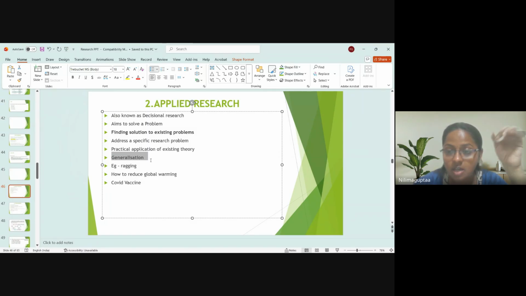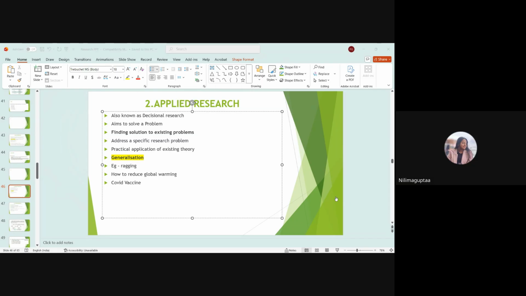Generalization is always there in this. Applied research has generalization. Now applied research will also have a category that will not have generalization. That is why I'm telling you to pay attention: applied research has generalization, but it has a category which will not have generalization. For example, ragging is a universal problem in every college all over India. Ragging is a universal problem in USA, in UK, or any country that you go. So we will find a solution, a protocol or something. And when we find a protocol or some solution, that solution will be applicable everywhere. That we call applied research.